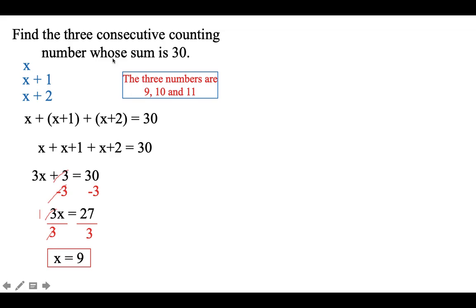To check, since these three consecutive numbers are expected to have a sum of 30, 9 plus 10 is 19, plus 11 makes 30. So these are the three numbers.